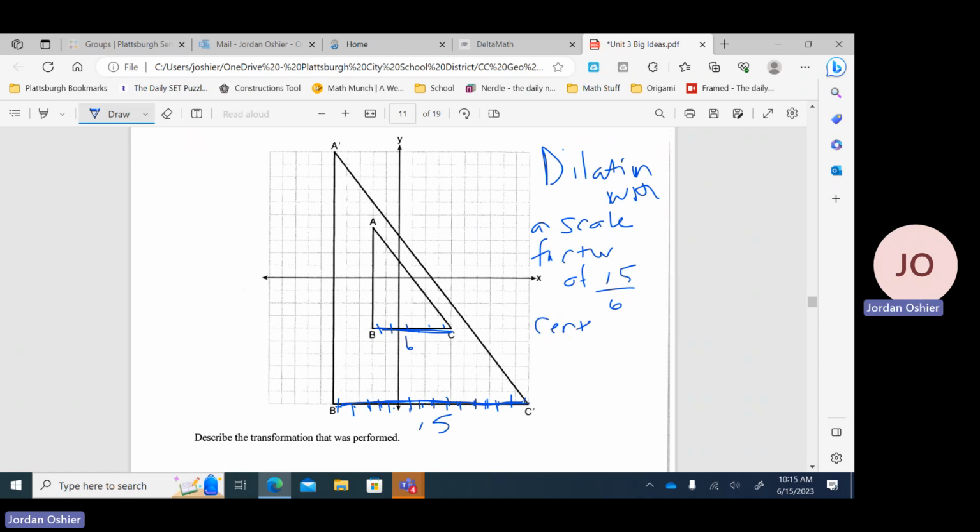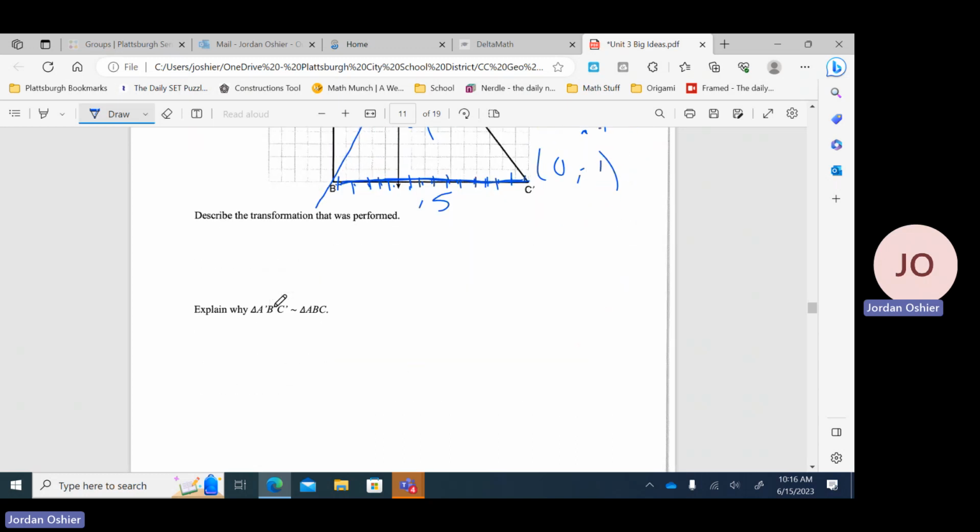Centered at... now this you really do need a ruler for, so I might not do the best job right now, but I'm going to get it as close as I can here. So you have to connect your image pre-image pairs for this. So I would guess it's roughly at (0, -1) right now. With a ruler, you wouldn't have to guess. It would hit exactly on that point. But you need to not only give a scale factor, but also a center of dilation.